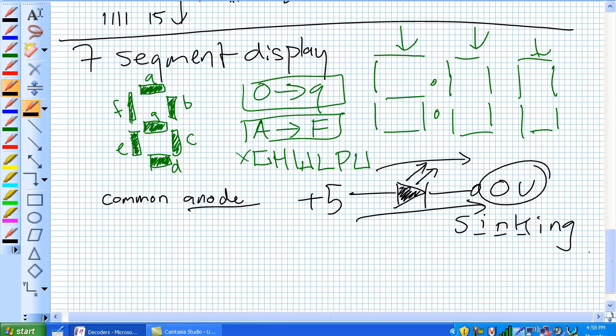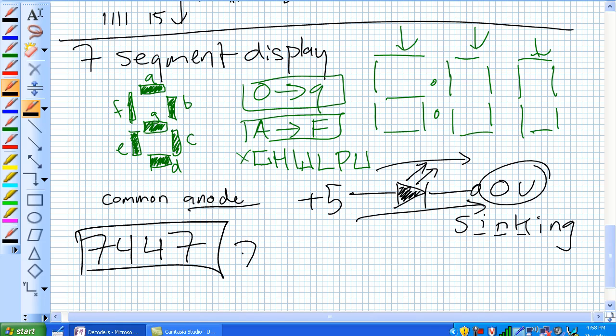So there's a system application activity in your book as you derive sum of products expression for each and every segment, for each and every number or letter, I can't remember, but there's a way to do this. And that is the 7447 7-segment decoder. Okay, so what is a 7447?